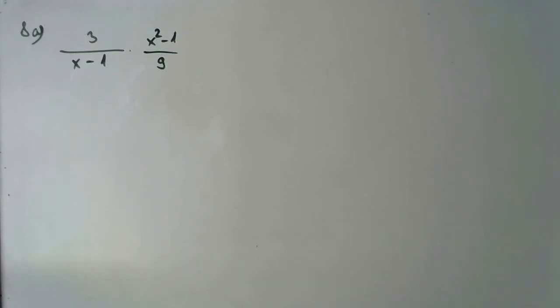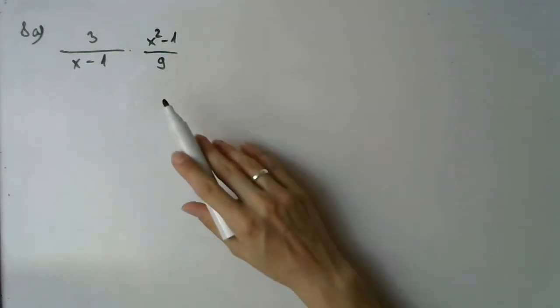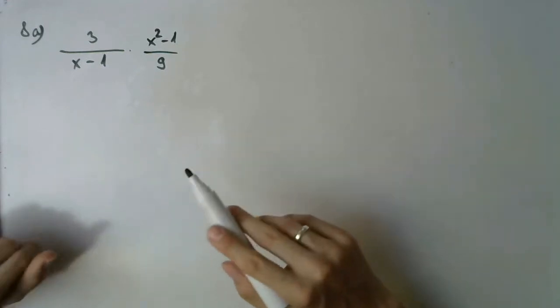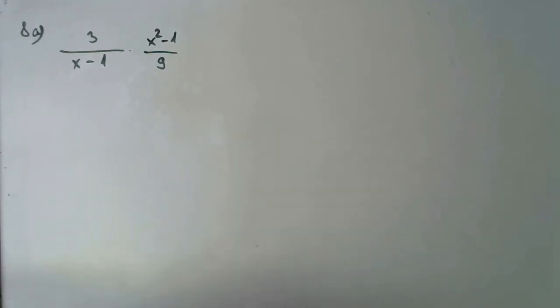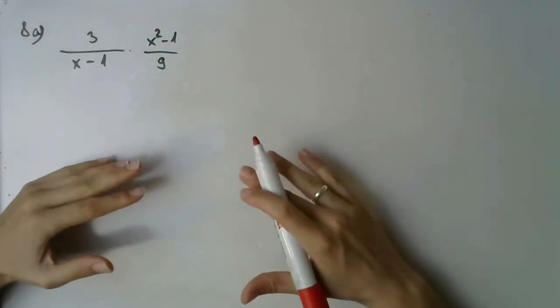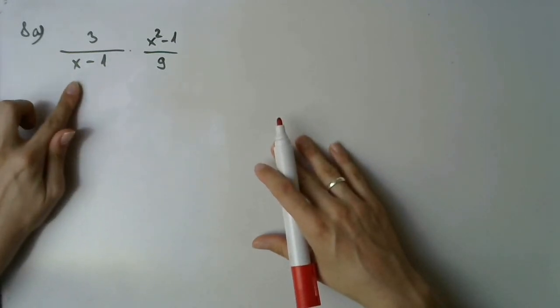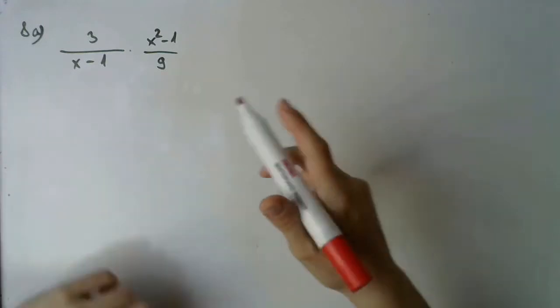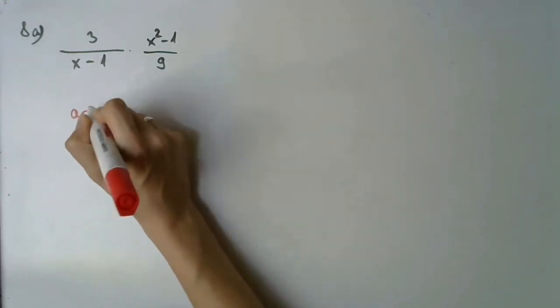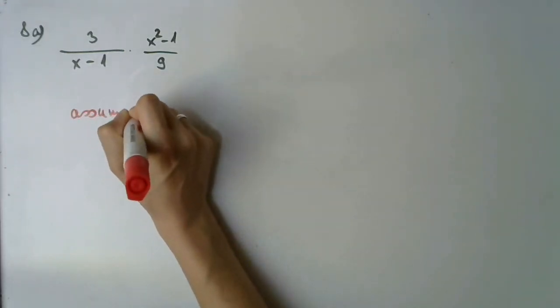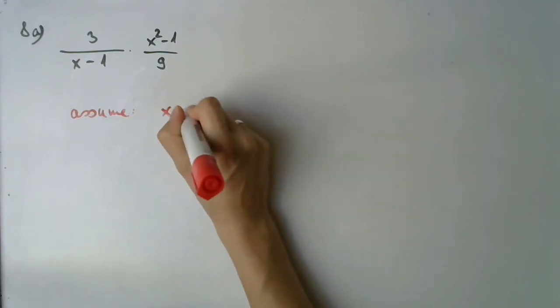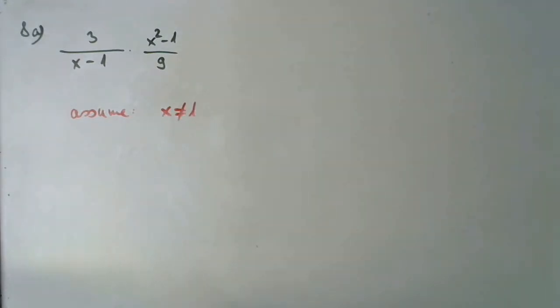In exercise 8, we have to simplify the expressions and also make assumptions. As we all know, when I'm dividing something, the denominator shall not be 0. So in this case, I assume that x does not equal 1. And that's it, my assumptions are completed.